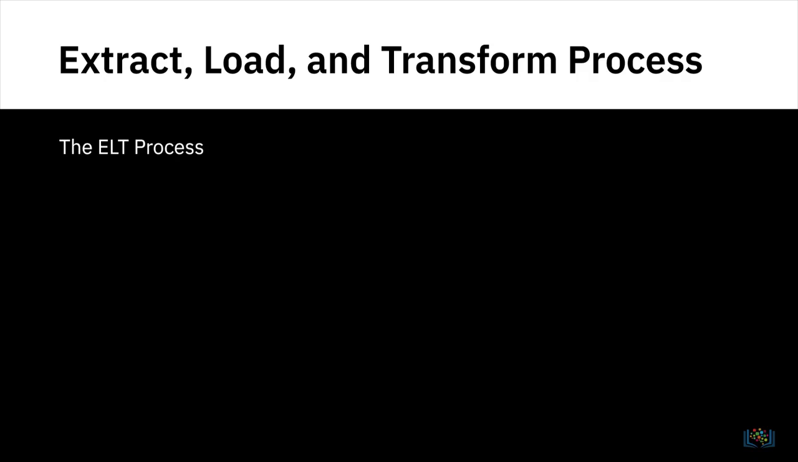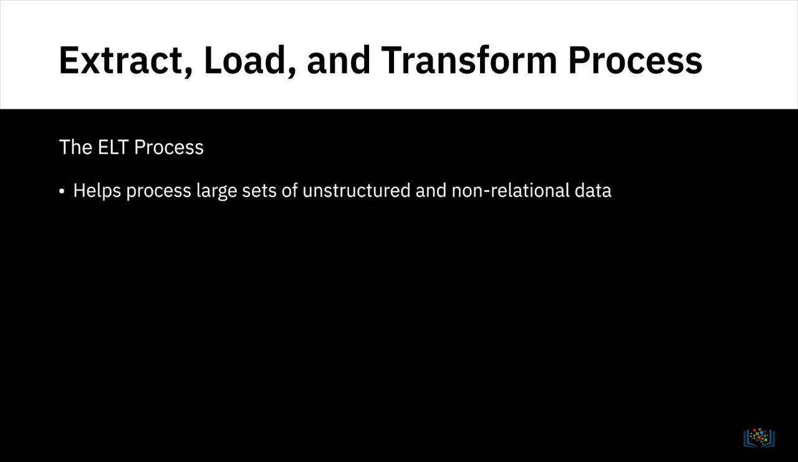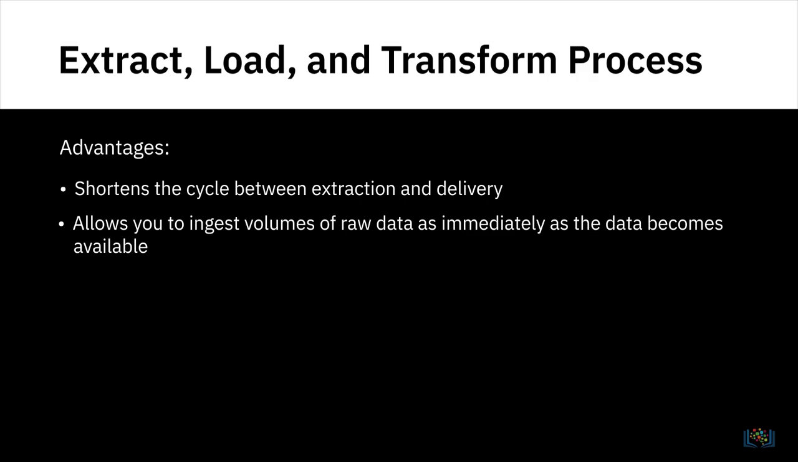Why do we need an ELT process? ELT is useful for processing large sets of unstructured and non-relational data. It is ideal for data lakes where transformations on the data are applied once the raw data is loaded into the data lake. The ELT process has several advantages. Since the raw data is delivered directly to the destination system rather than a staging environment, this shortens the cycle between extraction and delivery. ELT paired with a data lake allows you to ingest volumes of raw data as immediately as the data becomes available.